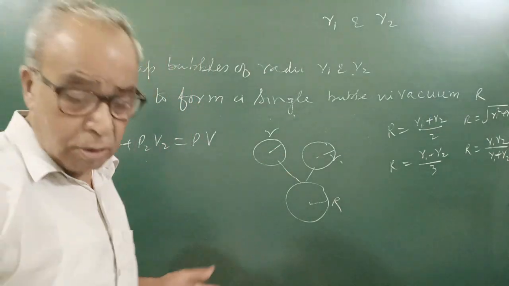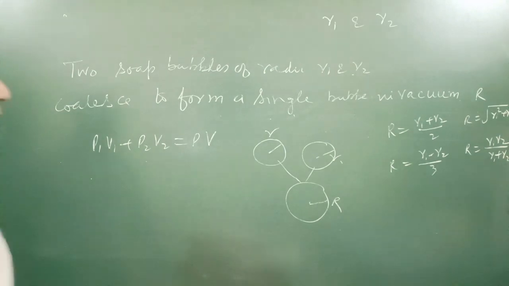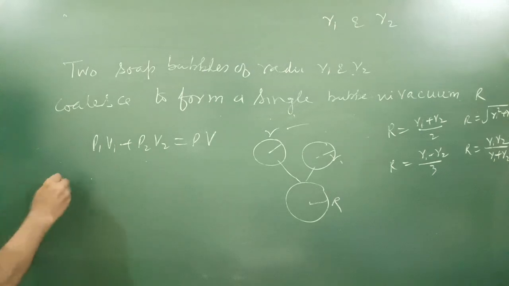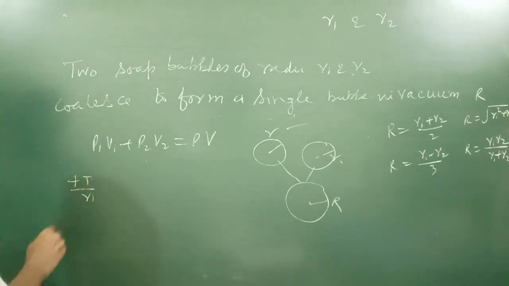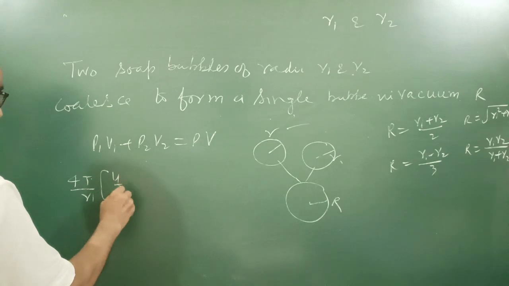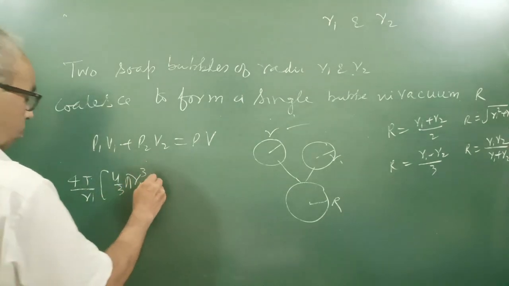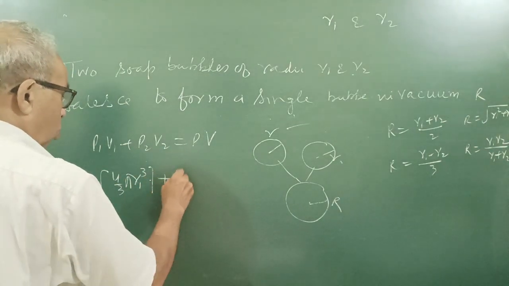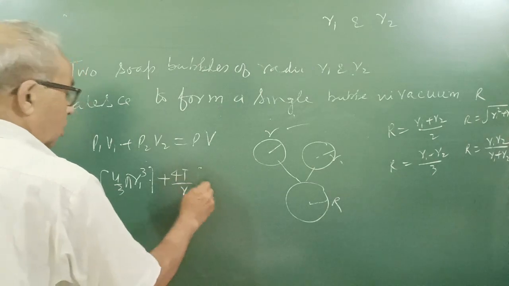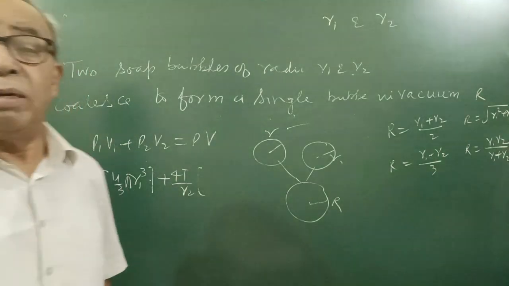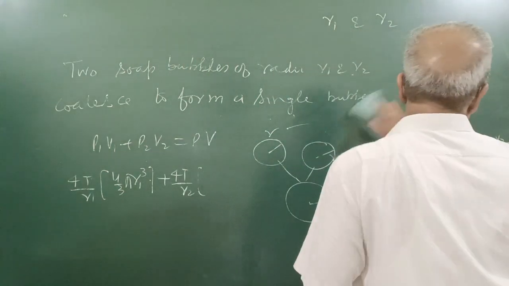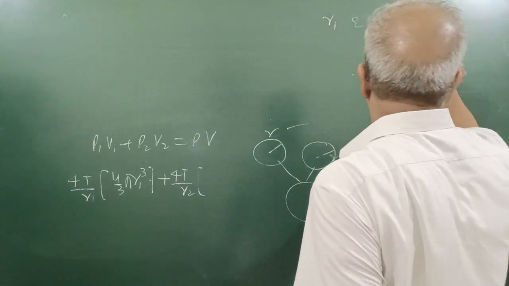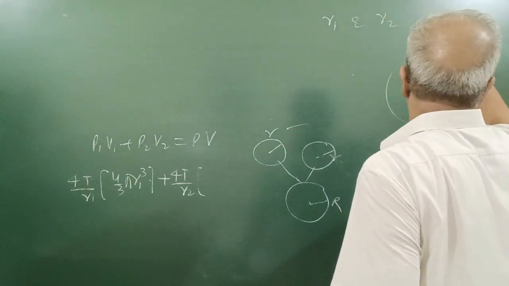Have you got it? Because only internal pressure is there, outside there is none. So what will the internal pressure be here? 4T by R1, volume 4 by 3 pi R cube, plus 4T by R2. This is the pressure inside the bubble. If this is a soap bubble in air, then the pressure inside is 4T by R.